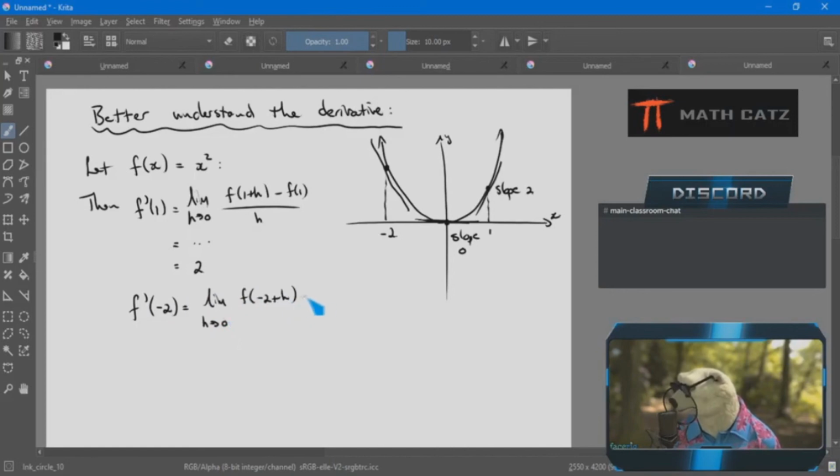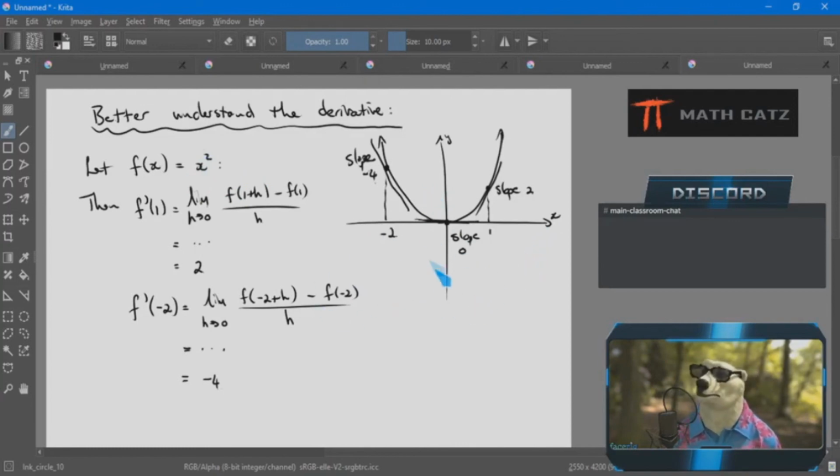-2 plus h inside the first function, -2 inside the second function, over h. I go through the motions. A few moments later, I get -4, which makes total sense. It's negative. It's a little steeper, -4. But now I start to think, whoa. Even for this basic function, there are so many x values.